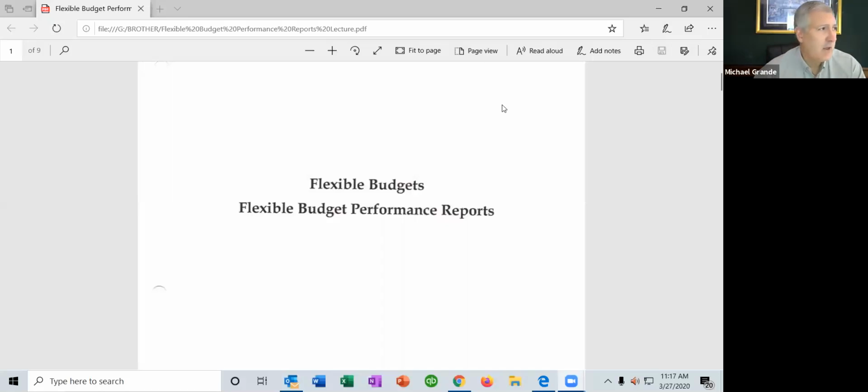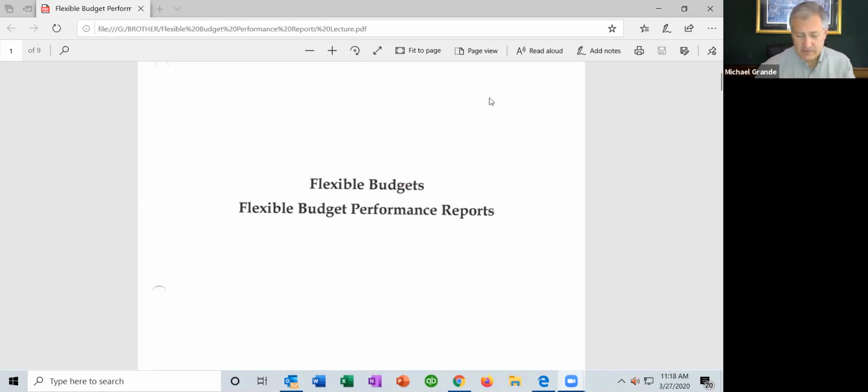Okay, today's lecture is going to be on preparing flexible budget performance reports. And I'd like to share my screen with you at this point. What you're looking at is a document that I have loaded up onto Sakai. If you go to Sakai, you go to resources, you'll find flexible budget performance reports. These are my lecture notes as well as the problems that we'll be looking at for this material.